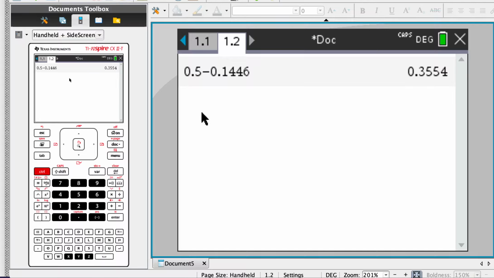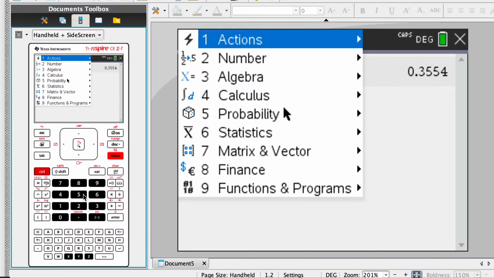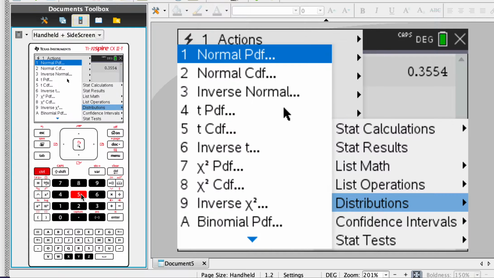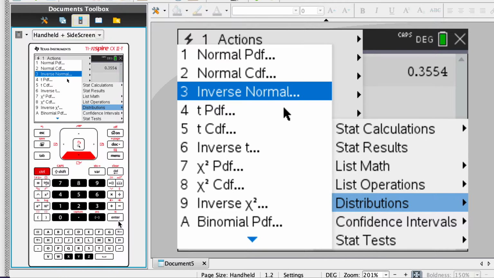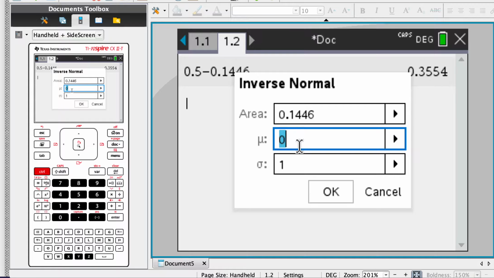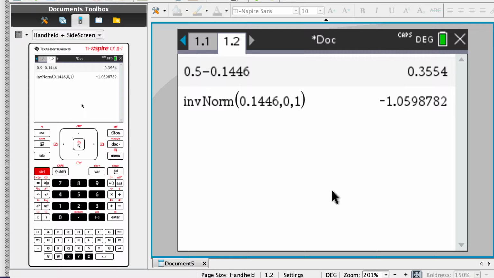The z-score, you can get that in menu, statistics, where am I going here? Inverse normal. Okay, and the area was 0.1446, and the average was, oh, this is not what I mean to be doing. I'm not doing inverse normal. One moment. Actually, yes, I am. Okay, 25, and sigma is 1. Actually, sorry, 0, 1. That's what I want to be doing. So that's what I'll have there.